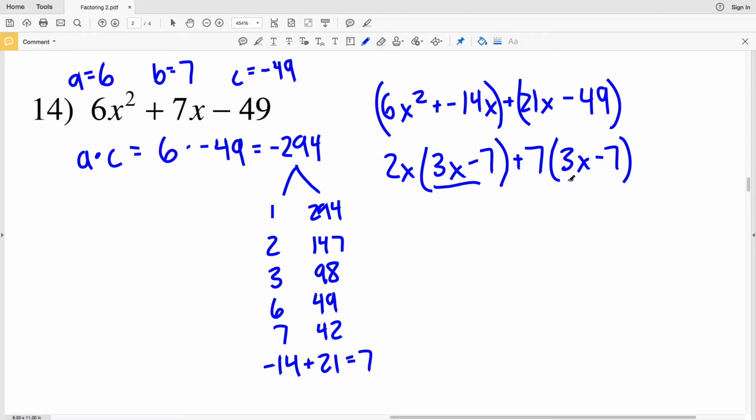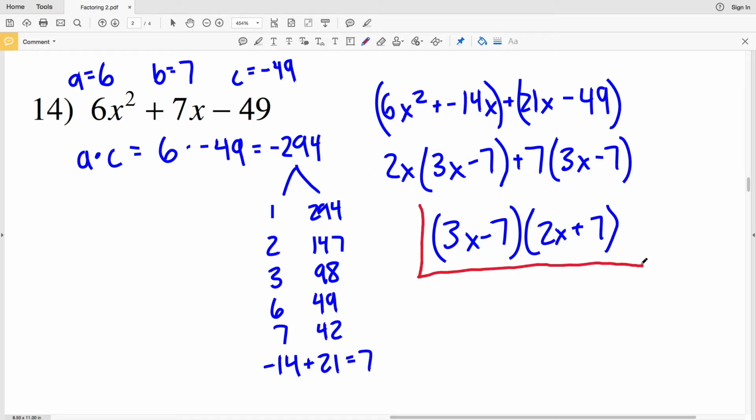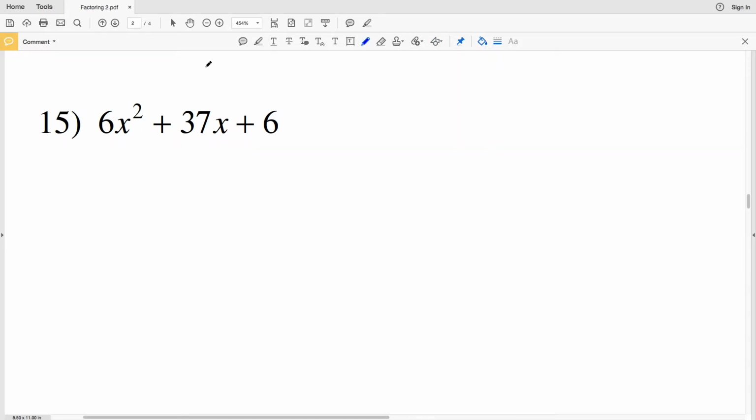Now I can factor out that common binomial 3x minus 7. So I have 3x minus 7, and that will get multiplied to 2x plus 7. 3x minus 7 times 2x plus 7 is the factoring of number 14. And number 15, a is 6, b is 37, and c is 6. A times c is 6 times 6, which is 36.